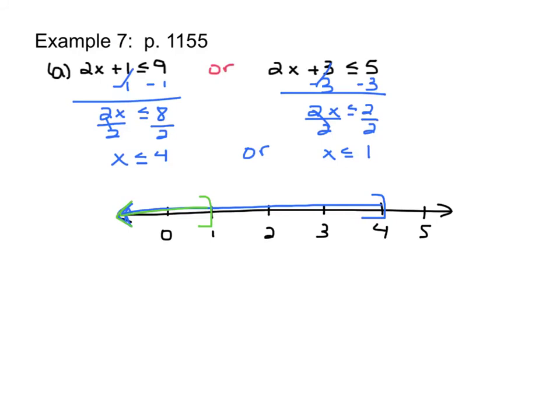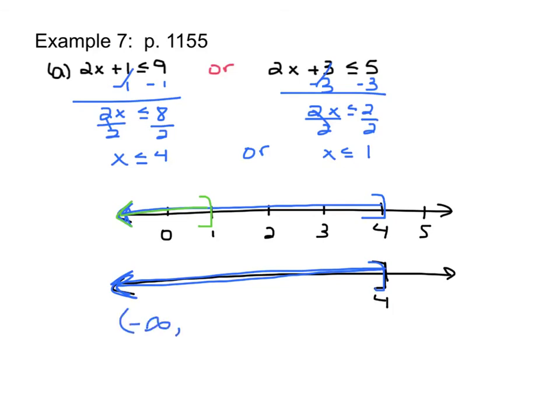So remember, we're looking for the union, the combination of all of it, not the intersection. So we're not looking just for the overlap, we're looking for anything at all that's shaded. So in this case, my solution is going to be anything that's shaded, from 4 on to negative infinity. That's my solution. So my interval notation would be negative infinity to 4.